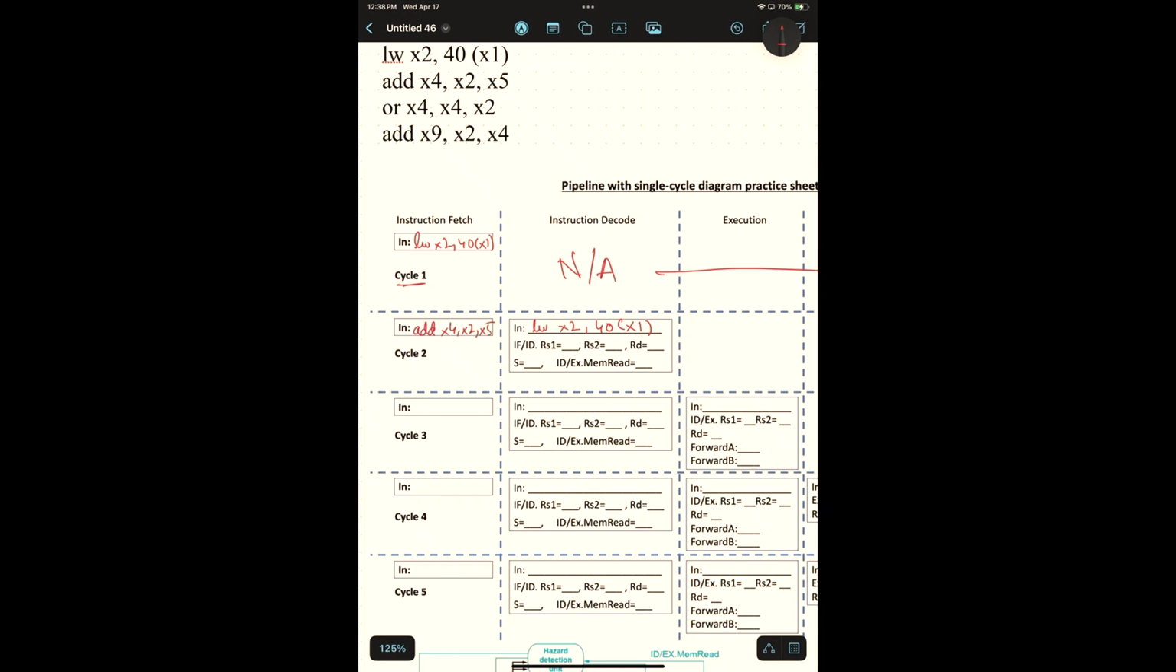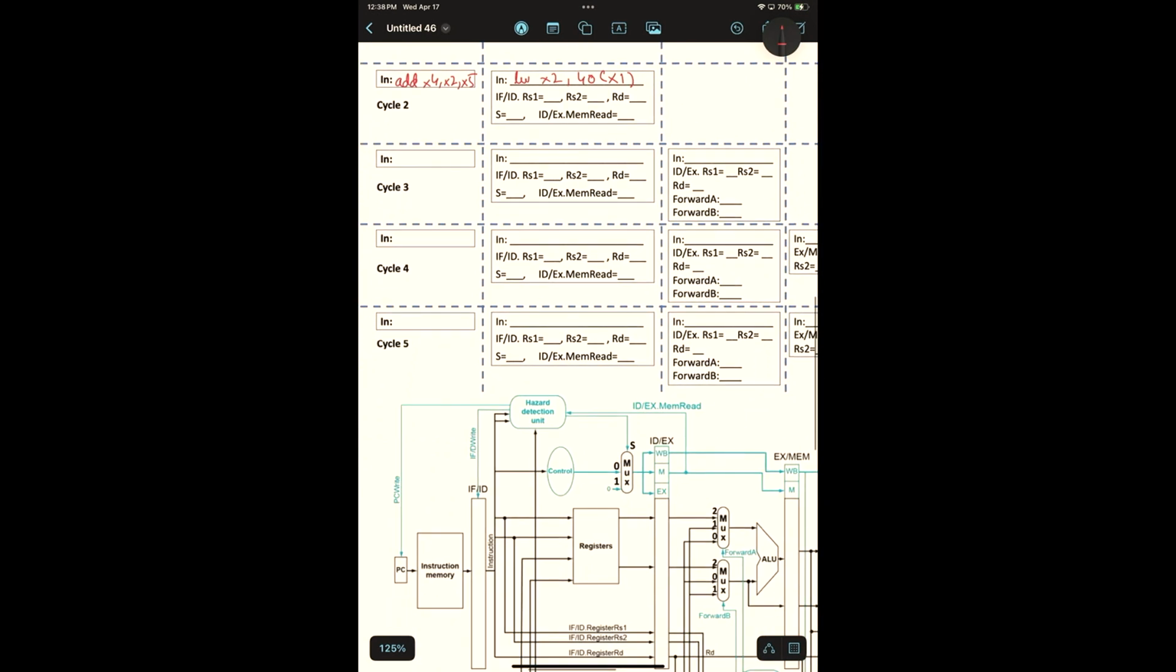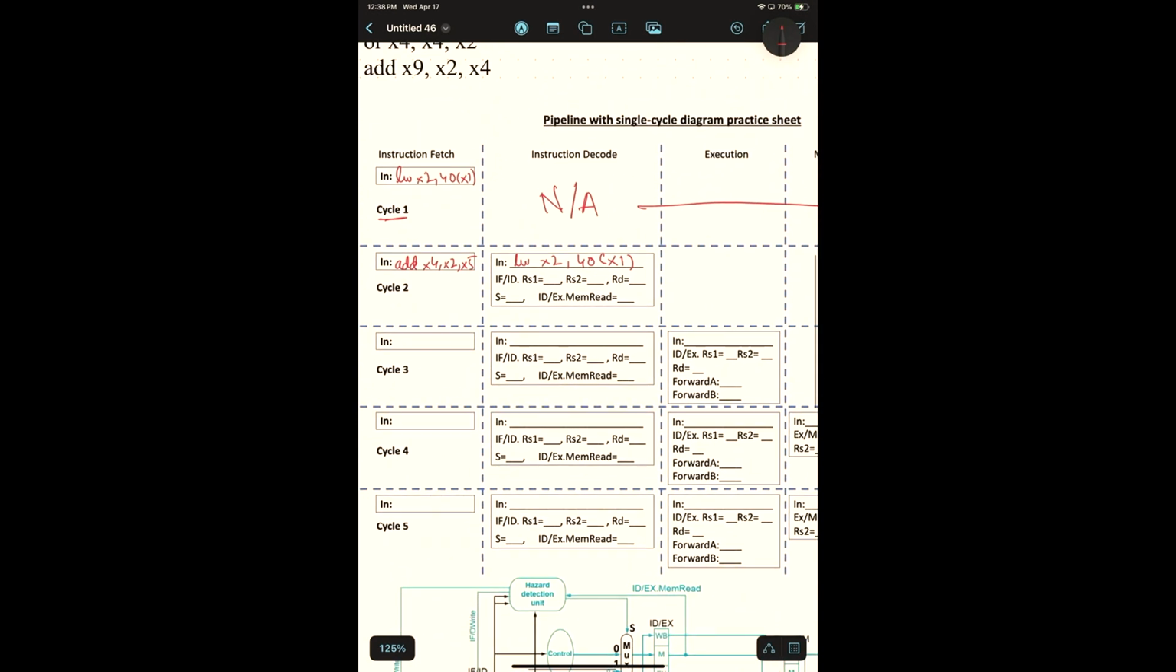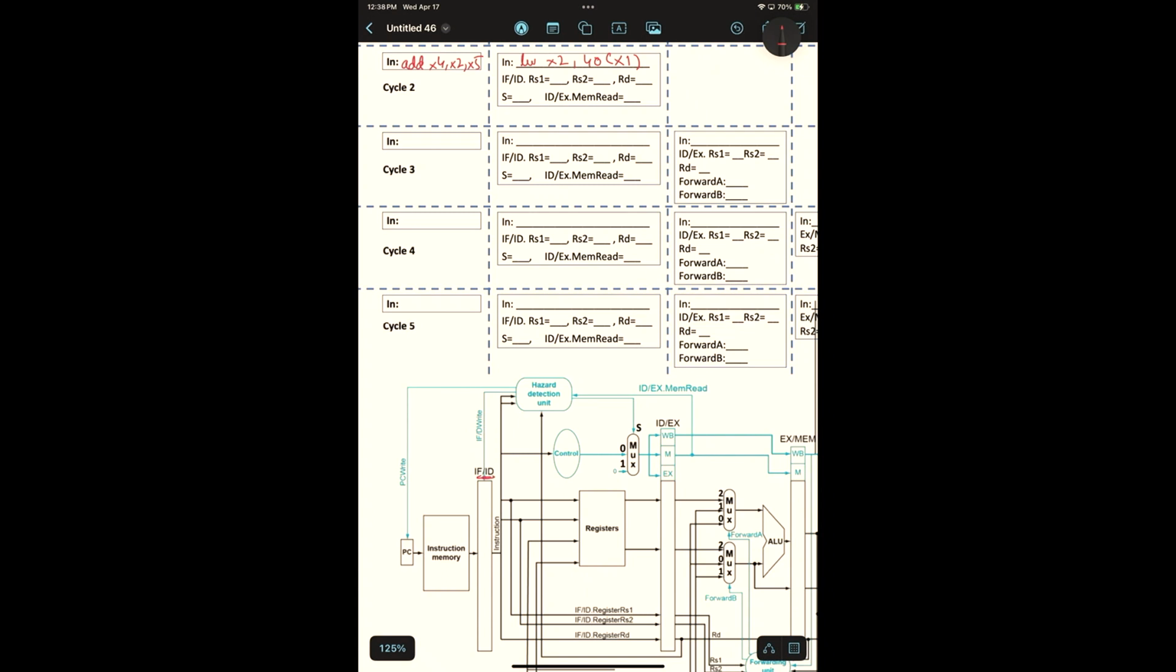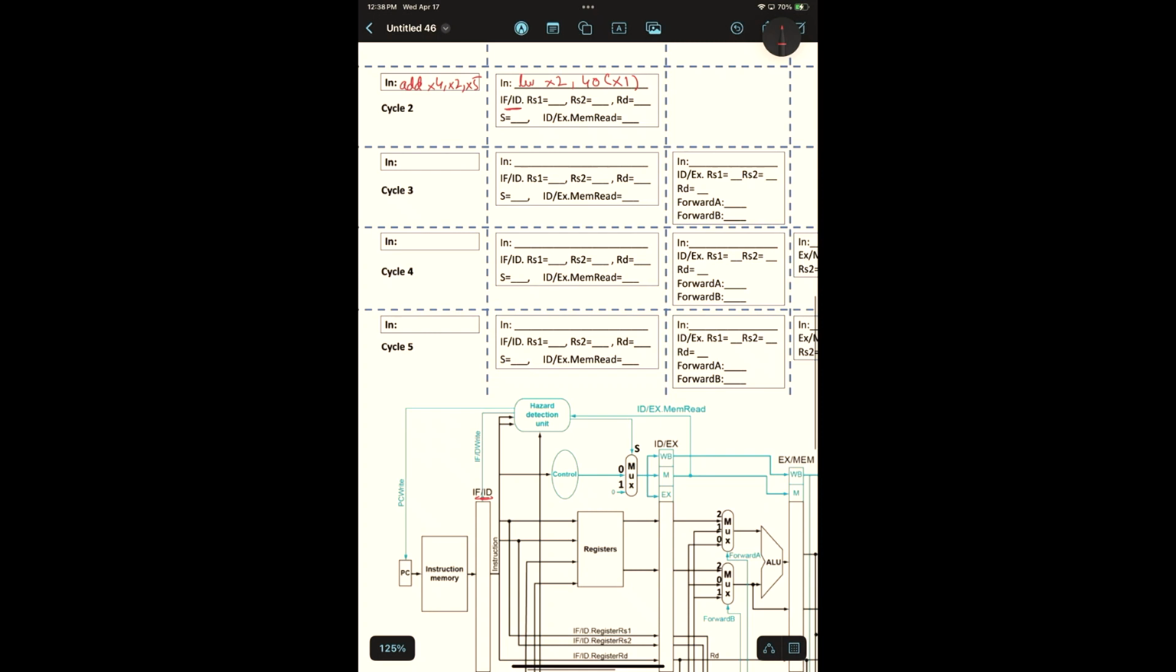Do you follow? If you look at this diagram just down below, during this second phase, instruction decode, what will be the content of this register IFID? RS1 here is x1, right? What is RS2? RS2 is nothing. No, it's not 40. 40 is an immediate data. RS2 is nothing, so you can just simply put a dash in here. And then RD is x2.